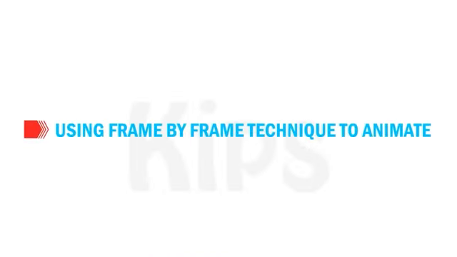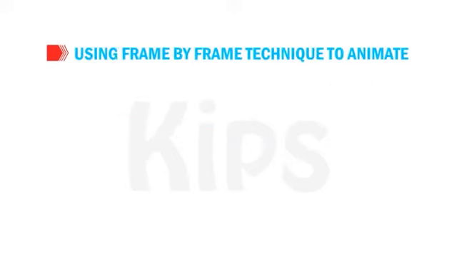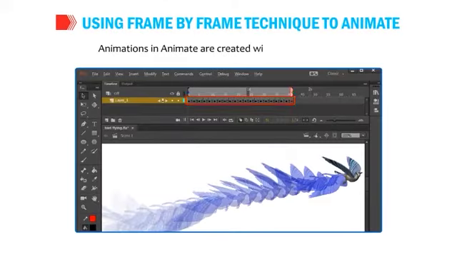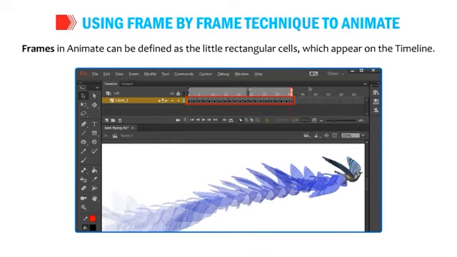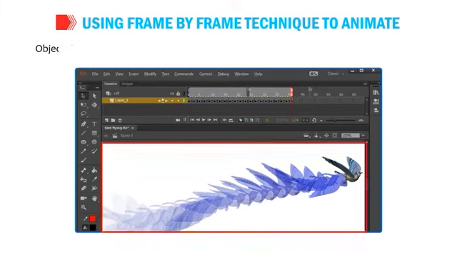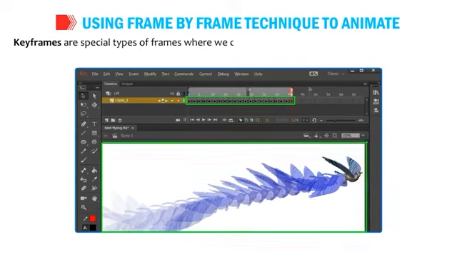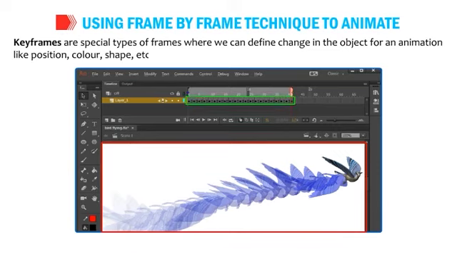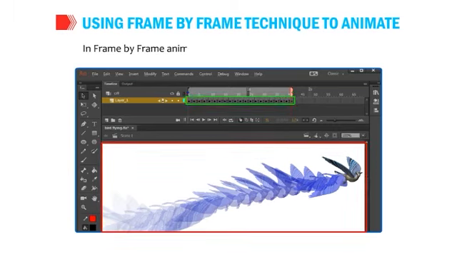Okay, now let's discuss how to use frame-by-frame technique to animate. Animations in Animate are created with the help of frames. Frames in Animate can be defined as little rectangular cells which appear on the timeline. Frames are used to control and organize the content of your movie. Objects in the timeline are placed in order as you want them to appear in the movie. Keyframes are special types of frames where we can define change in the object for an animation like position, color, shape, etc. In frame-by-frame animation, we create the image in every frame.